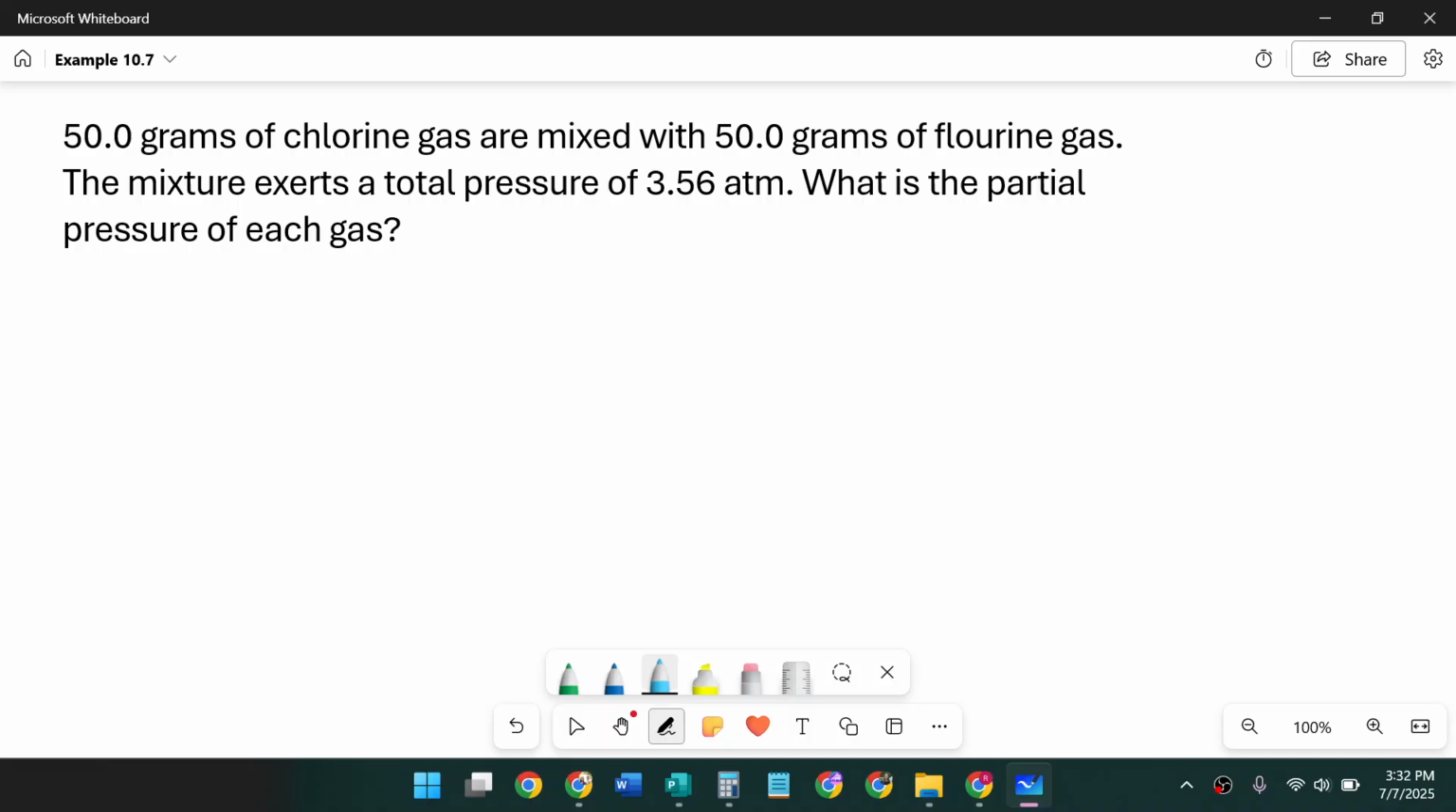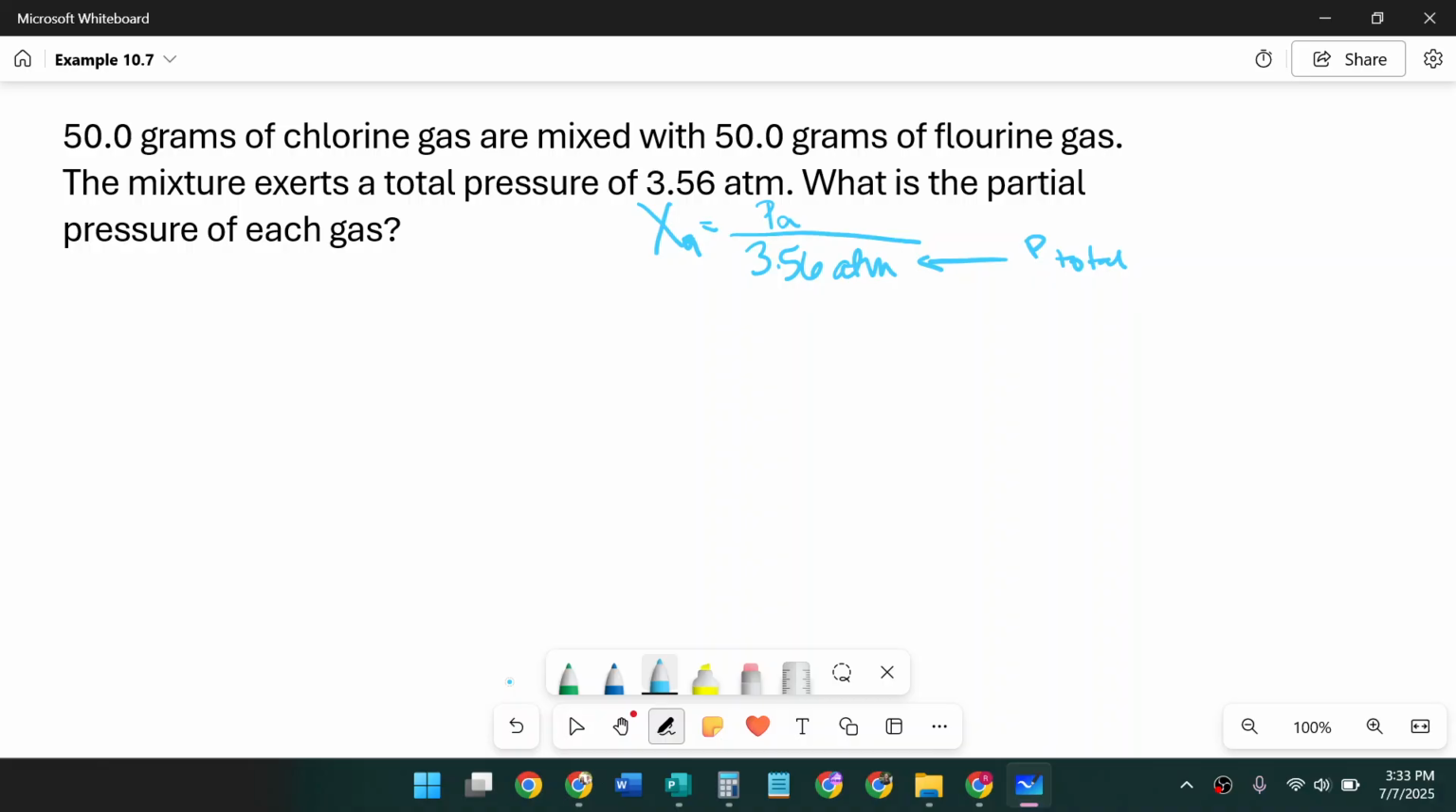It says 50 grams of chlorine gas are mixed with 50 grams of fluorine gas. The mixture exerts a total pressure of 3.56 atm. So we have a total pressure. When we're doing our partial pressure for each gas, with the P of A or the moles of A, this total pressure is what we can put on the bottom. That's our P total. And then it asks, what is the partial pressure of each gas?